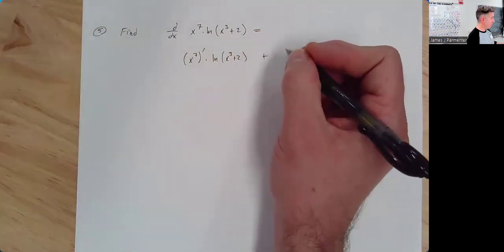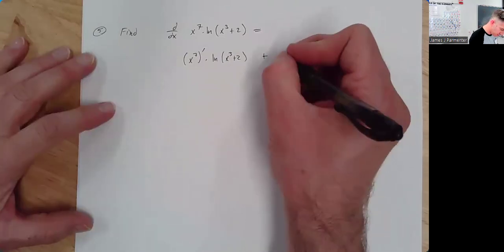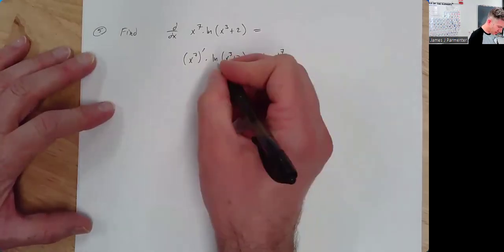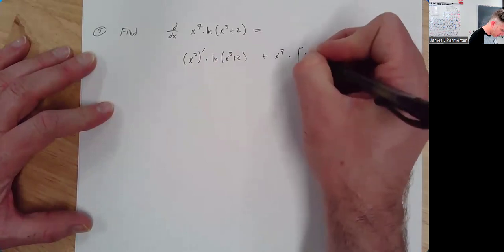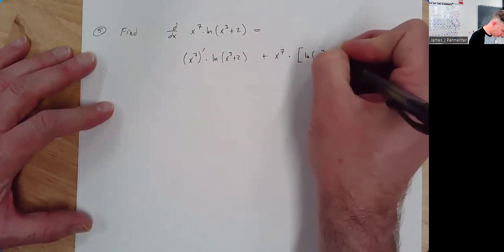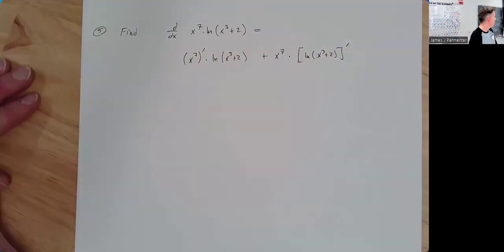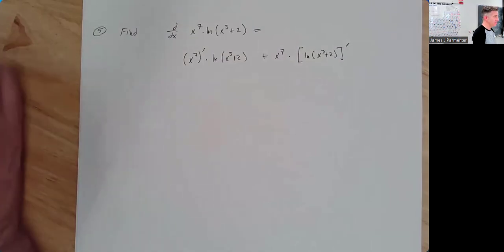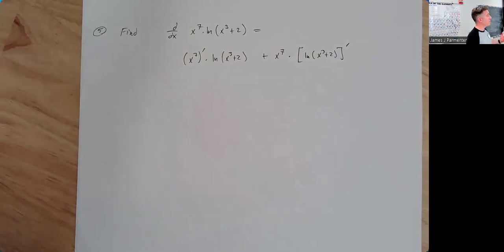Plus, then we switch it up. We leave the first thing alone, and we multiply by the derivative of the second thing, the derivative of the natural log of x cubed plus 2. I don't like to write this intermediate step because it just takes too much time and too much writing. But you are certainly welcome to write this if it helps you organize your work.